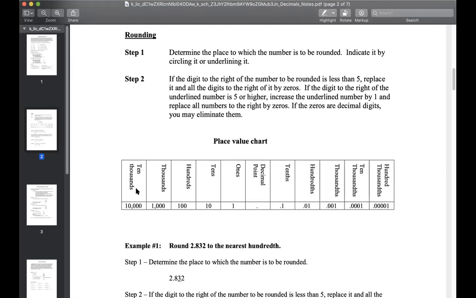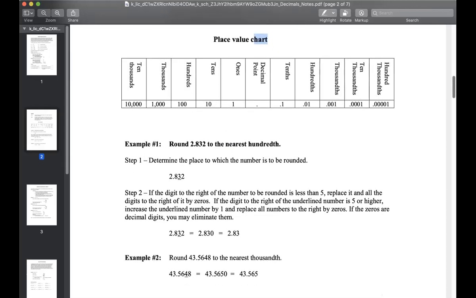I have all the place values listed here again, just so we have a good memory of what those look like. I'm going to scroll down and we're going to look at this example. The first example says to round 2.832, or 2 and 832 thousandths, to the nearest hundredth. So what number is in the hundredth place? The 3. Very good. I'm going to select that 3 by underlining, which is already shown.